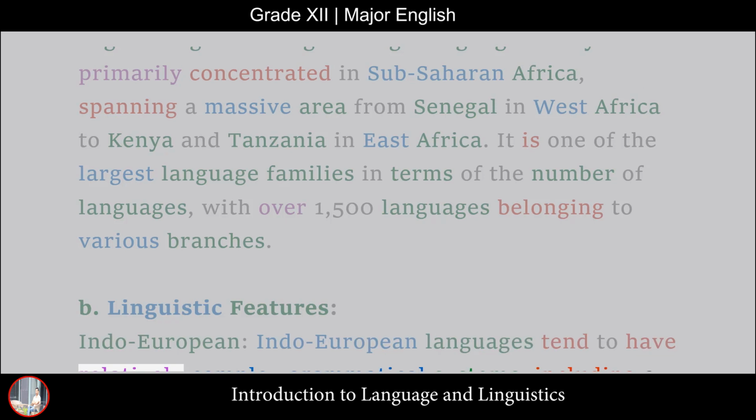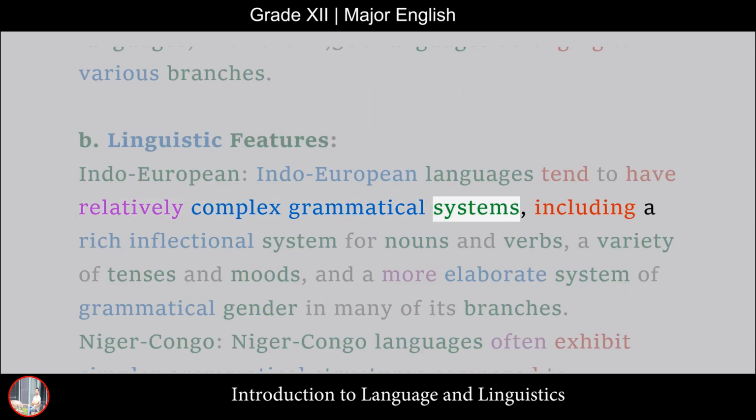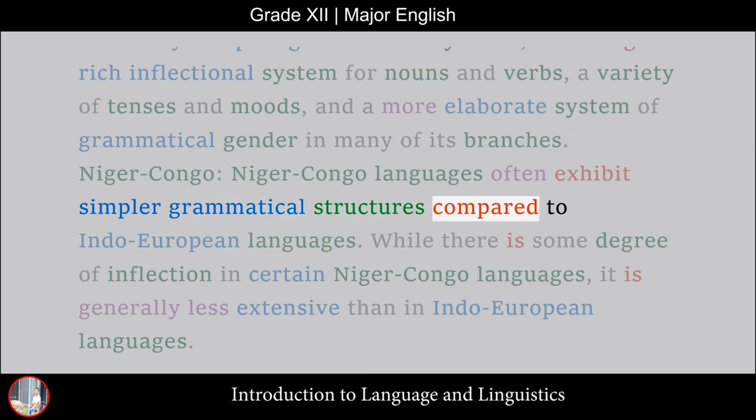Indo-European languages tend to have relatively complex grammatical systems, including a rich inflectional system for nouns and verbs, a variety of tenses and moods, and a more elaborate system of grammatical gender in many of its branches. Niger-Congo languages often exhibit simpler grammatical structures compared to Indo-European languages. While there is some degree of inflection in certain Niger-Congo languages, it is generally less extensive than in Indo-European languages.